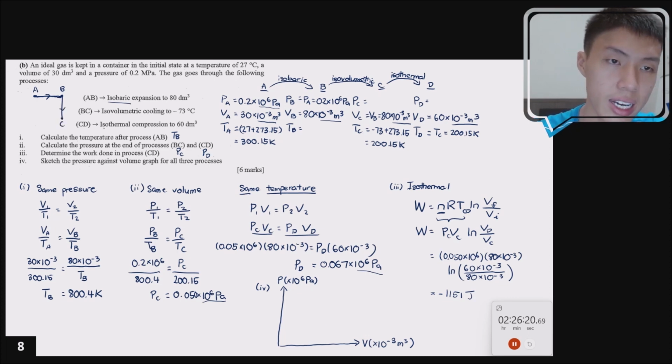Lastly, C to D is isothermal compression. Compression means your volume should decrease, you should move to the left. But isothermal means you have to follow the isotherm line. So it will be curving upward like this, I think.